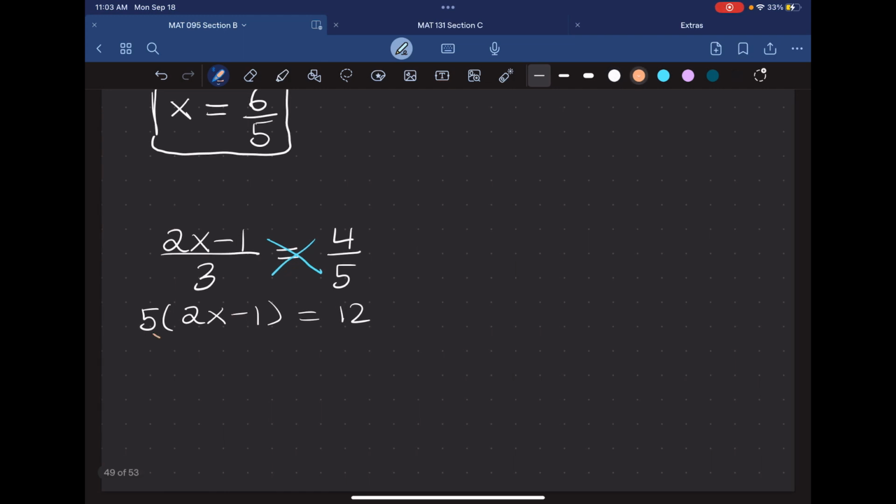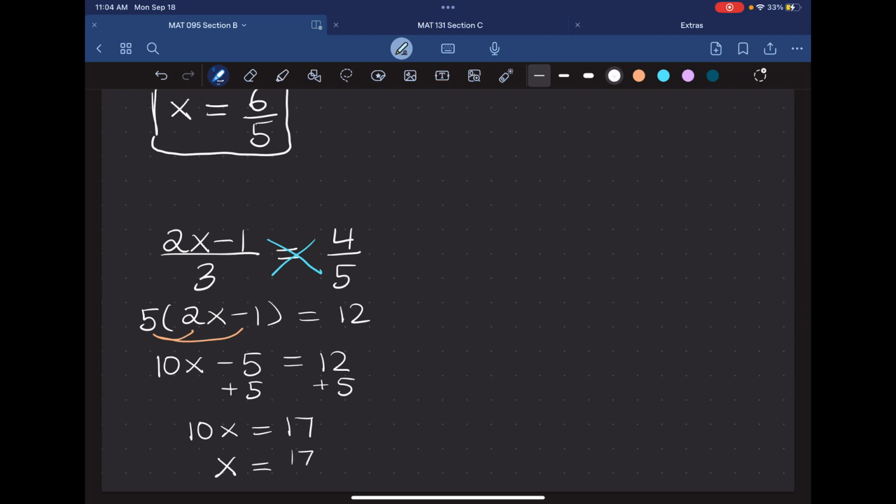So we can start by distributing the 5. We end up getting 10x minus 5 is equal to 12. We can add 5 to both sides and get 10x equals 17. And then finally, we divide by 10 and get x is equal to 17/10.